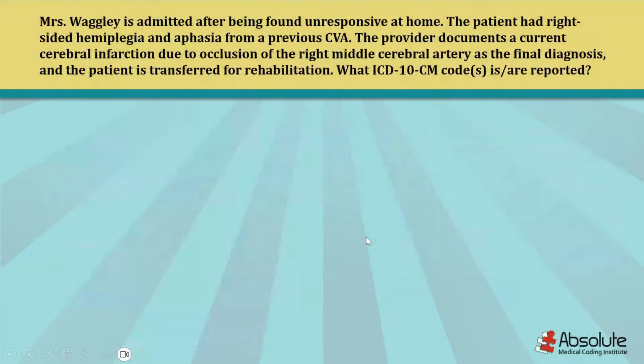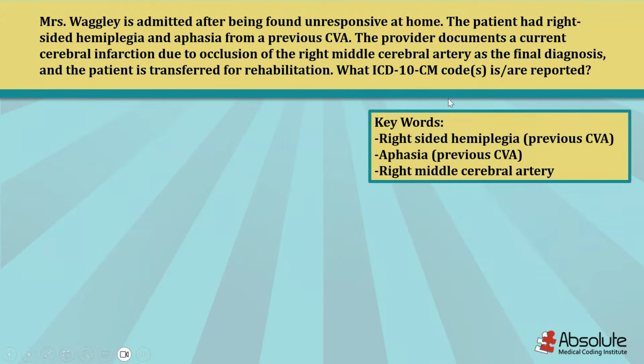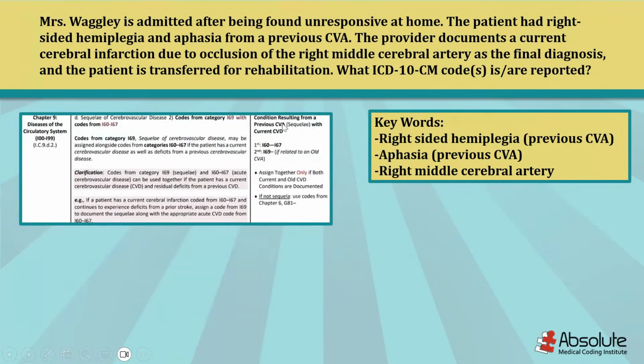I won't read this big long scenario again, but as you know, because we just went over it, the keywords we are taking out of this scenario are going to be our right-sided hemiplegia from the previous CVA, the aphasia from the previous CVA, and the occlusion of the right middle cerebral artery. So we are going to move on to our guidelines.